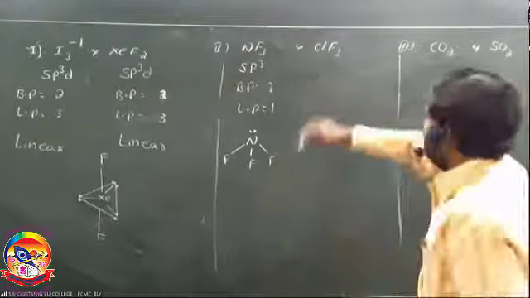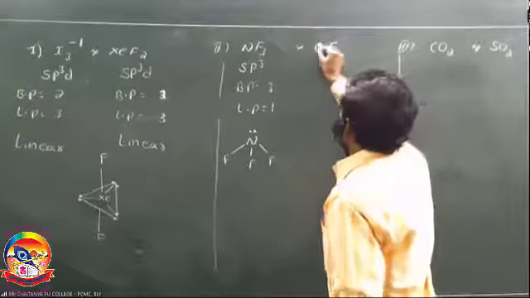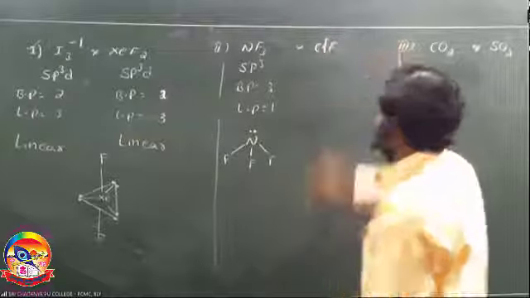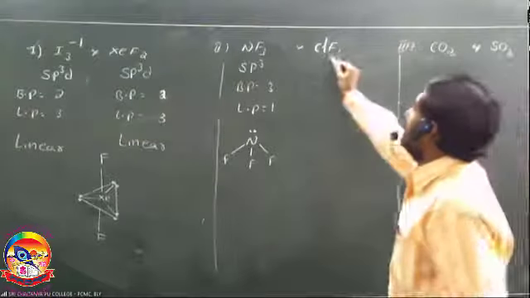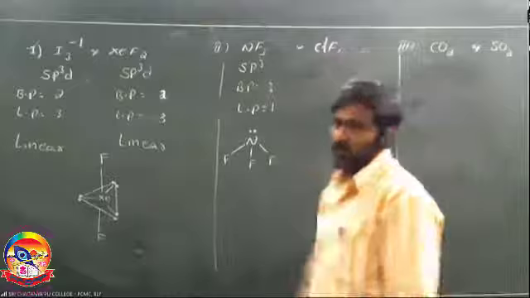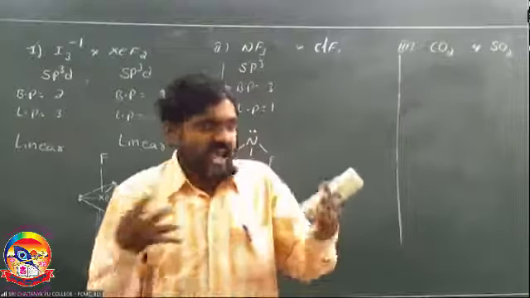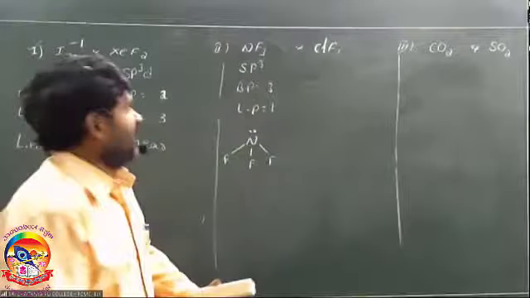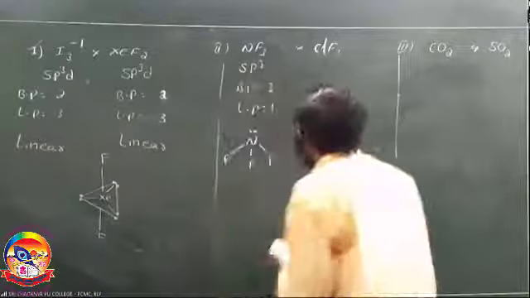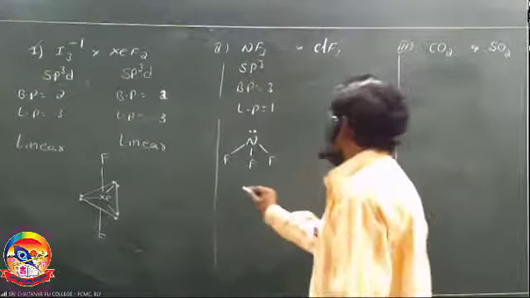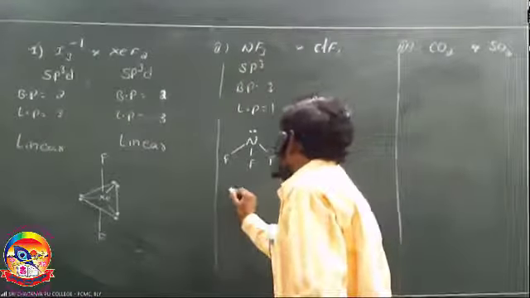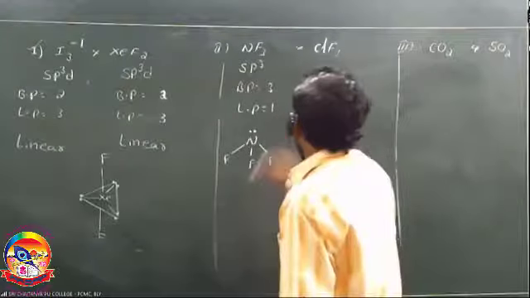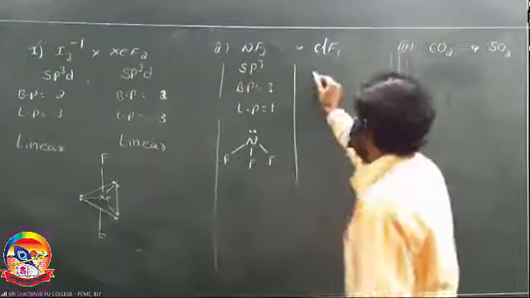Next, check the next molecule. That is ClF3. ClF3 is also called interhalogen compound. Interhalogen means halogen is combined with halogen. It is called interhalogen compound. Okay. So first calculate the P value. For ClF3, calculate the P value.